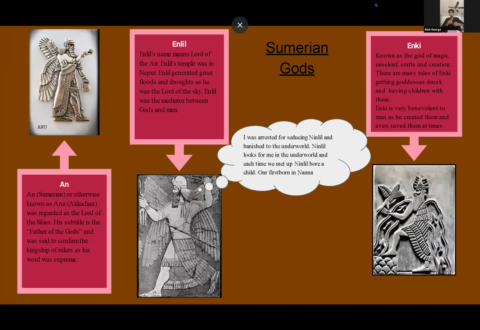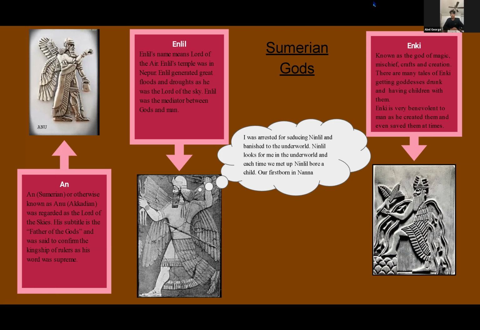All right, so now I want to talk about the major Sumerian gods. So An, otherwise known as Anu, was regarded as the Lord of the Skies, his subtitle being Father of All Gods. And he was said to confirm the kingship of rulers as his word was supreme. Enlil, the Lord of the Air, generated great floods and droughts as he was the Lord of the Sky. And he was a mediator between God and man.